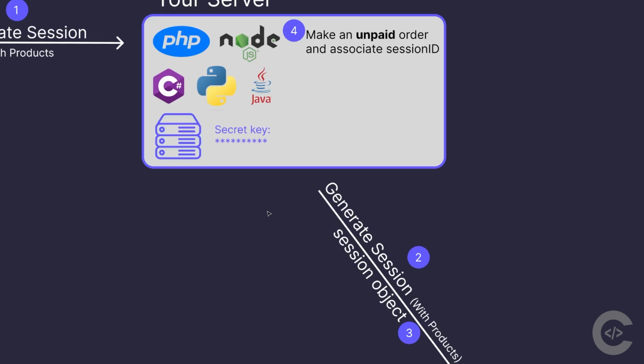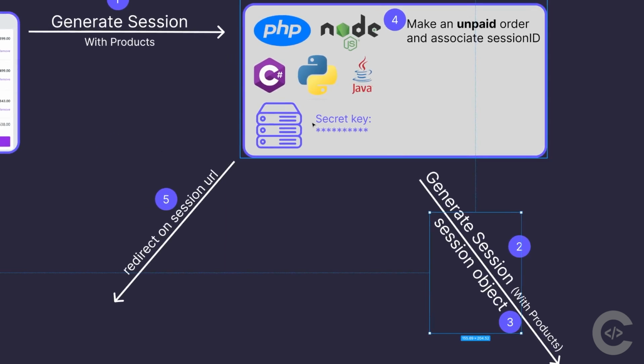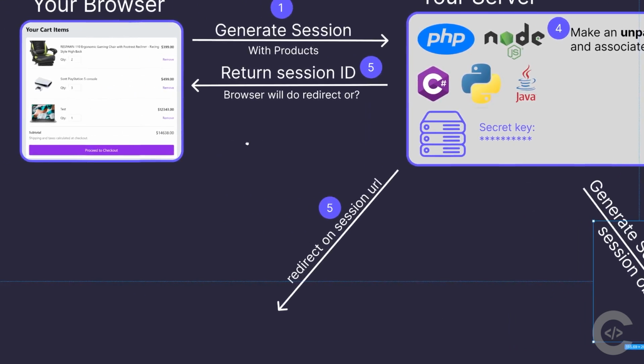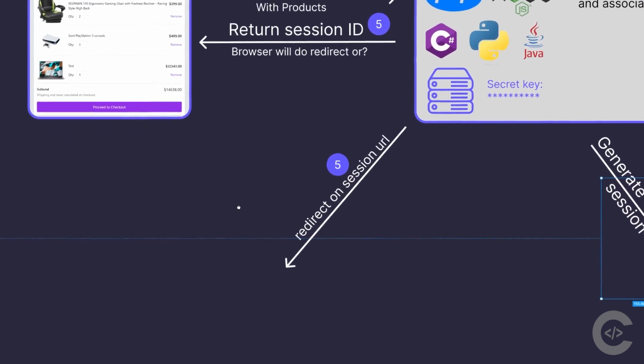Okay, there will be an order in your database with the session ID Stripe just generated, and the order status will be unpaid. Next, your server will take the session URL from this object, okay? And there are two options, basically. Your server can redirect the user to the session URL directly, or your server will return the session ID to the browser, to the client, and the client will redirect the user to the payments page. In any case, the result will be the same.